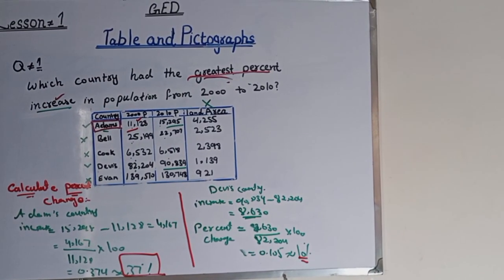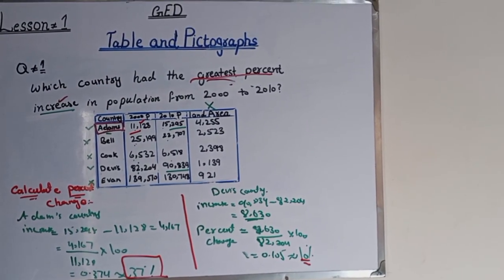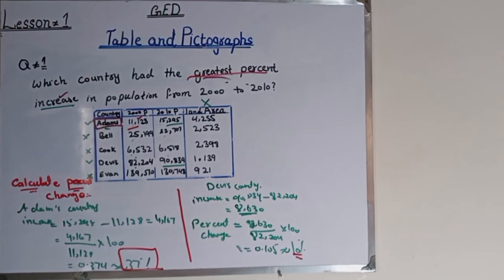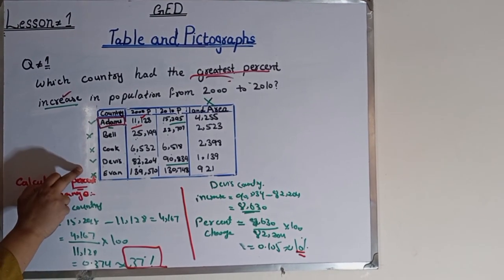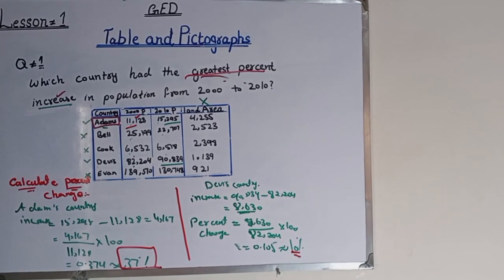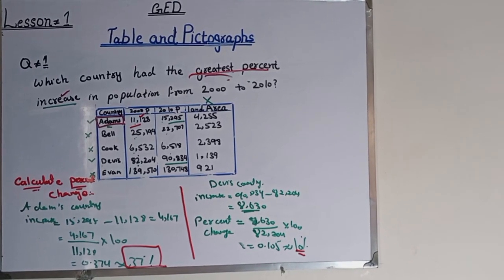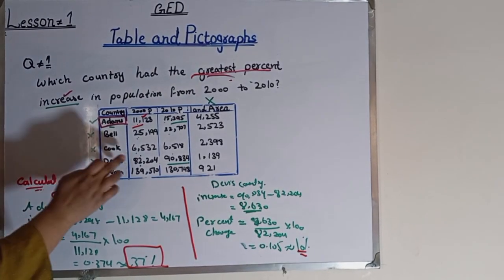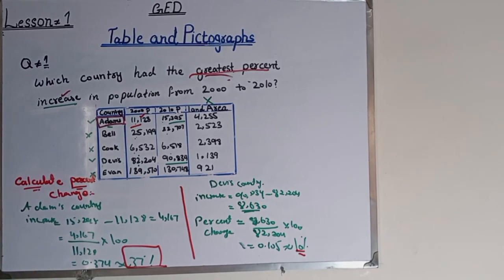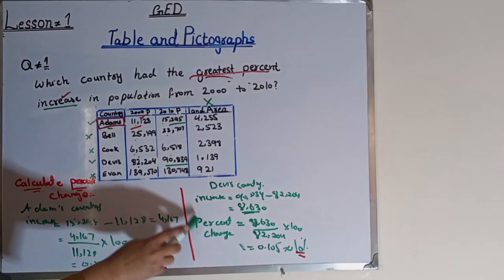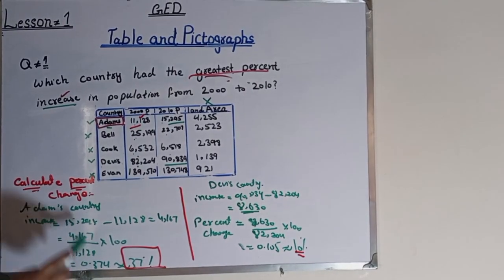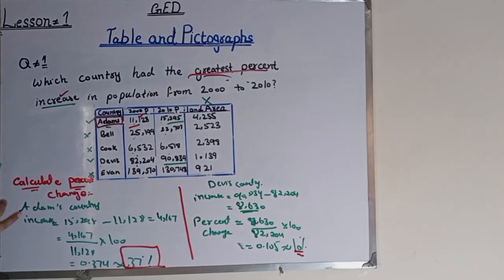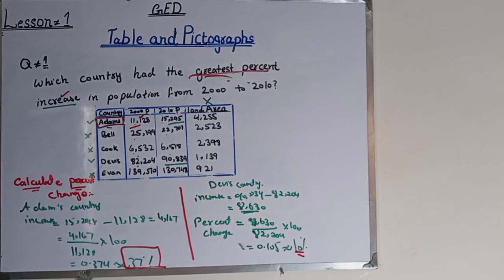So by this, you can completely understand the tables. In this question, we analyze the data, we read the data in the table, and we use the calculations. We look at the population in 2000 and 2010, look at our percentage and compare these results. So by this method, you can easily solve the table questions.